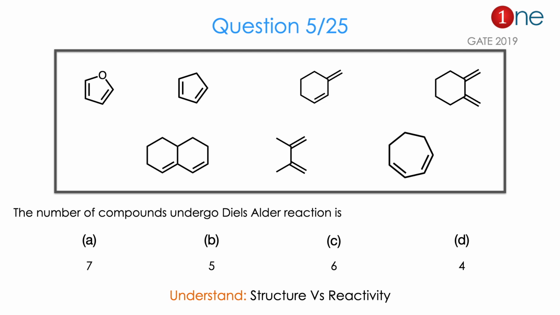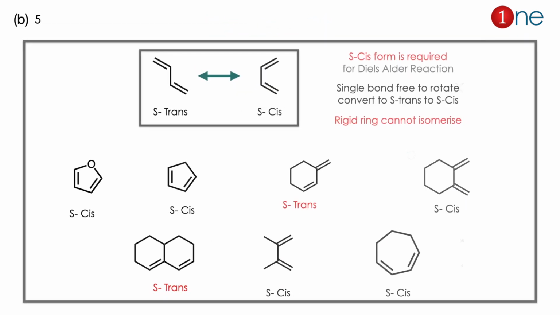Then let us look at the next question. The question is really about the number of compounds that can undergo the Diels-Alder reaction. Here 7 different dienes are given. You have to guess which ones will undergo it and which ones won't. All 7 are different in structure. So from the question to the answers, you might realize the question is really about structure versus reactivity. The answer is B. Let us see how.